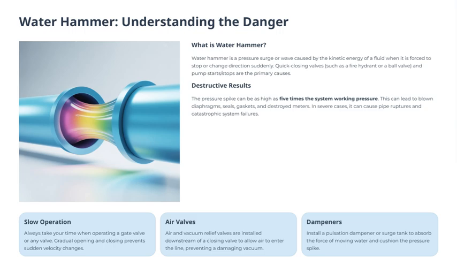Finally, let's understand what water hammer actually is. It's a pressure wave or surge caused by the kinetic energy of water when it's forced to stop or change direction suddenly. The primary culprits are quick-closing valves, like fire hydrants or ball valves, and pump starts or stops. Recognizing these causes helps us take preventive measures to keep our systems safe and reliable.